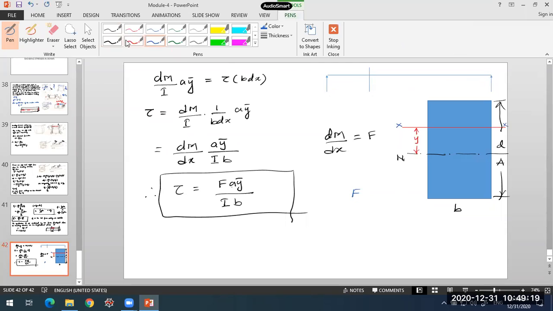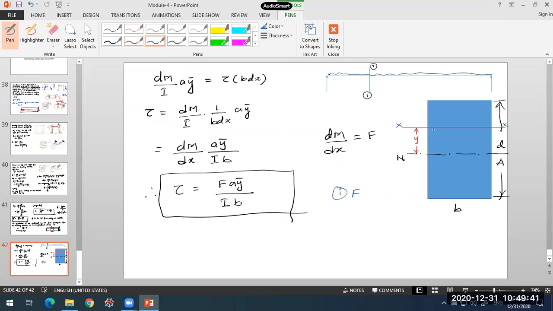So for that, first you have to find out what is the shear force at this section 1 1. What is the shear force here? Shear force at this section 1 1 has to be determined. It may have any UDL or any type of loading. First thing is you have to find what is this shear force F at this particular section.